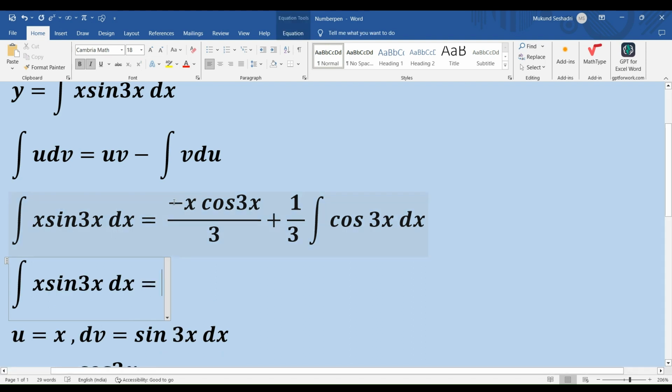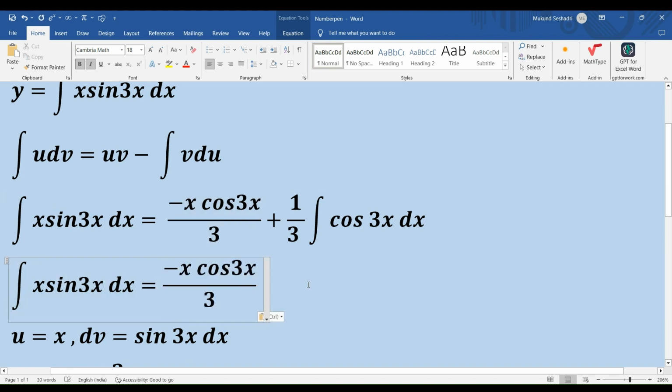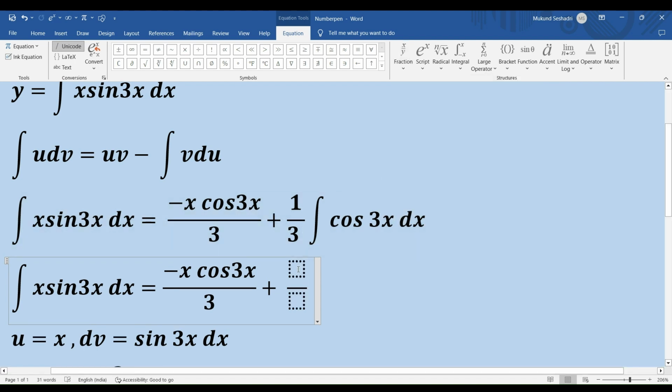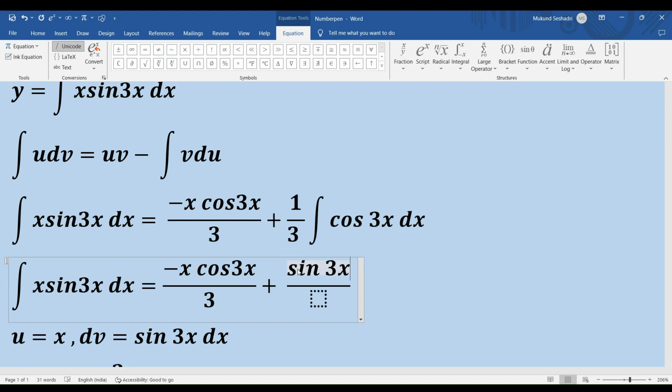So I have my first uv part, which I write as it is, and then my second part, which is 1 by 3 times the integral of cos 3x dx, which is nothing but sine 3x by 3, and 1 by 3 times sine 3x by 3 becomes sine 3x by 9, right? So, and I'm going to add my constant now. So there we are. We've solved the problem using integration by parts.